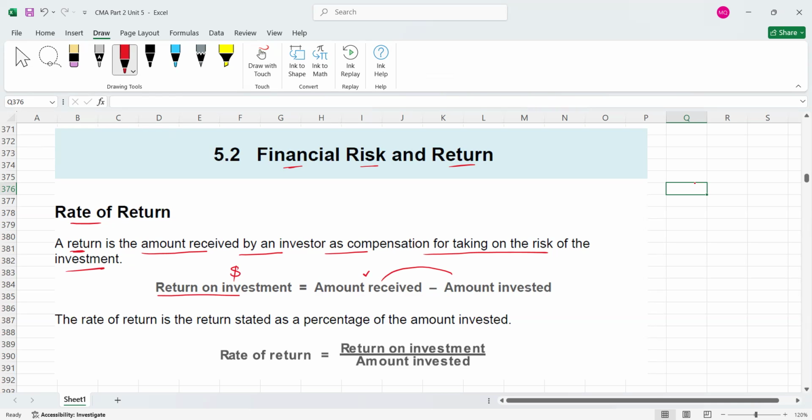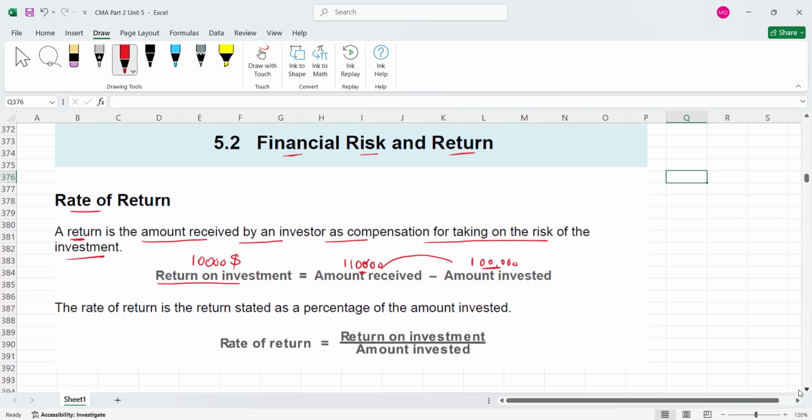For example, you have invested, just assuming, 100,000, and you have received 110,000. This is your total investment, this is your total receipts. The 10,000 which you have received in excess, that is called what? Return on investment, but it is in dollars. I'll also explain how you will solve the question.